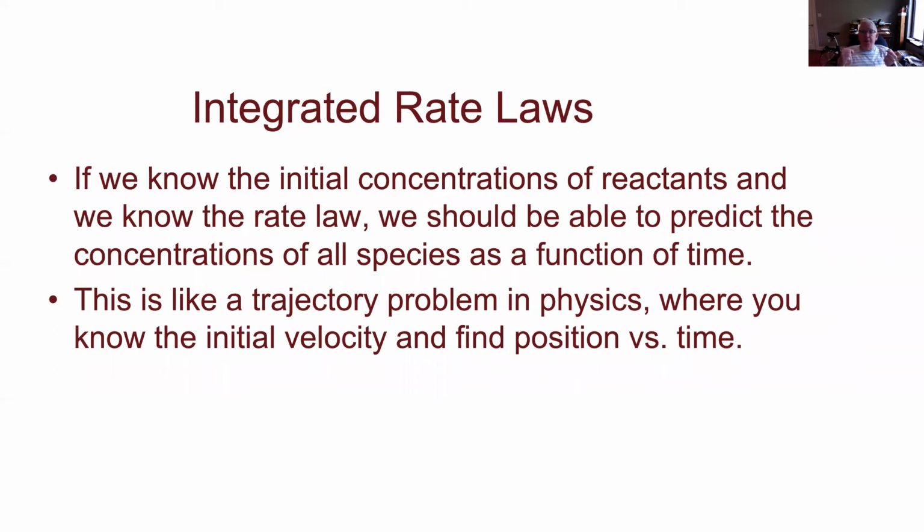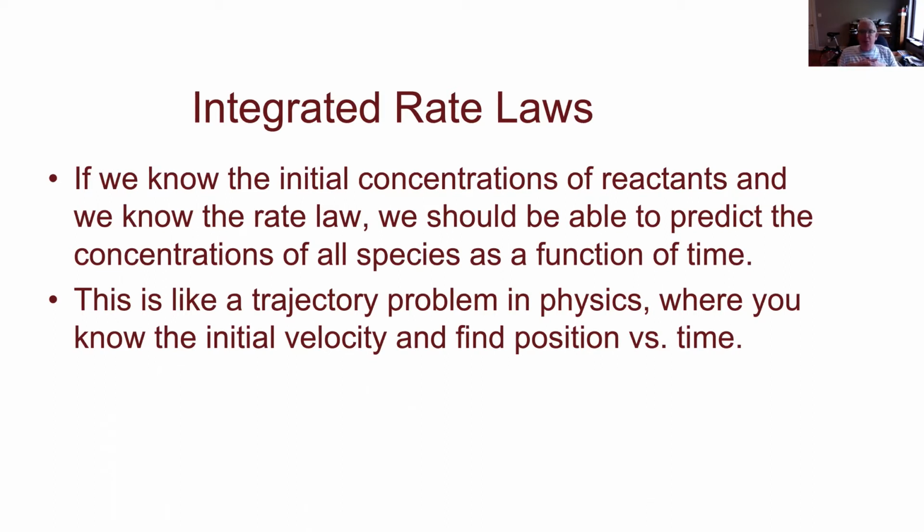We know the initial concentration of the reactants, and if we know the rate law, then that's a lot like doing a physics problem where you know the original position and velocity of an object, a projectile, say, and then you can figure out its trajectory. Where's it going to be at different times, right?